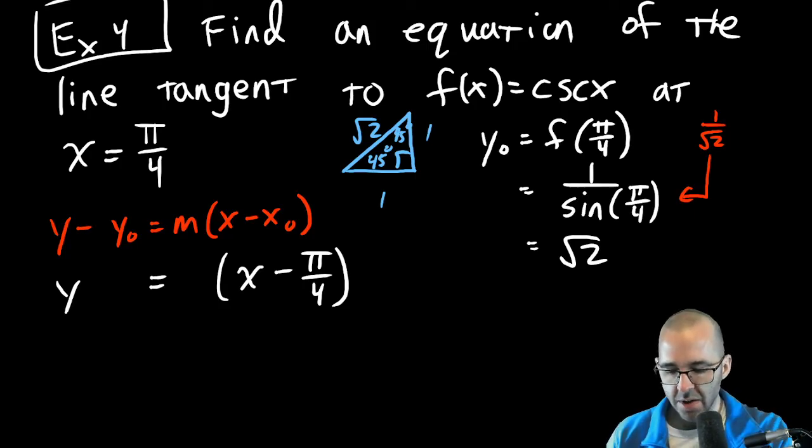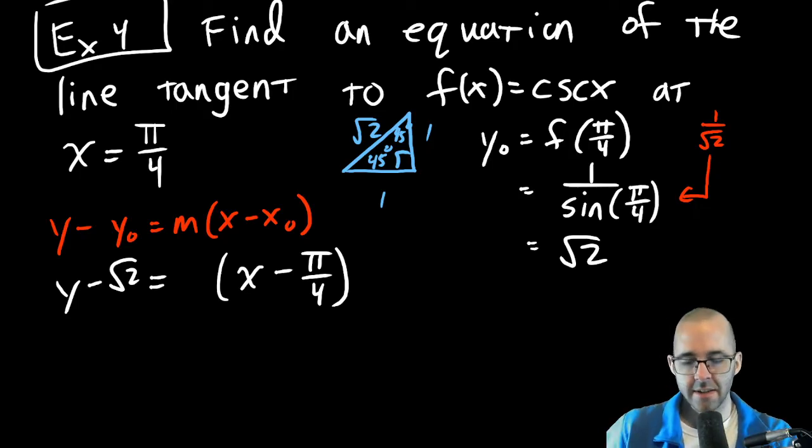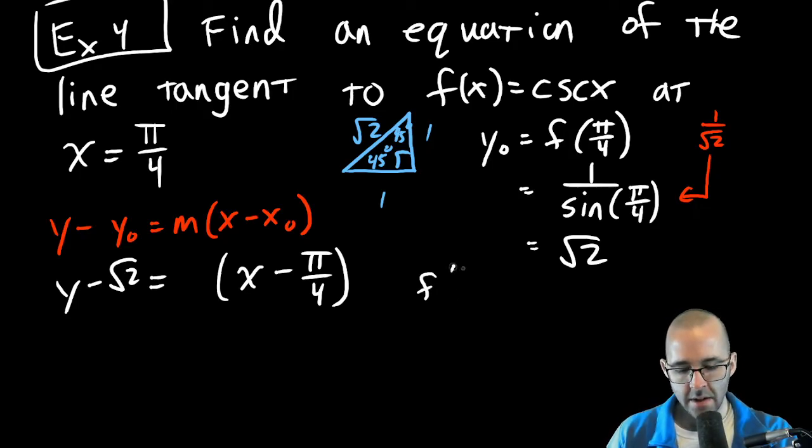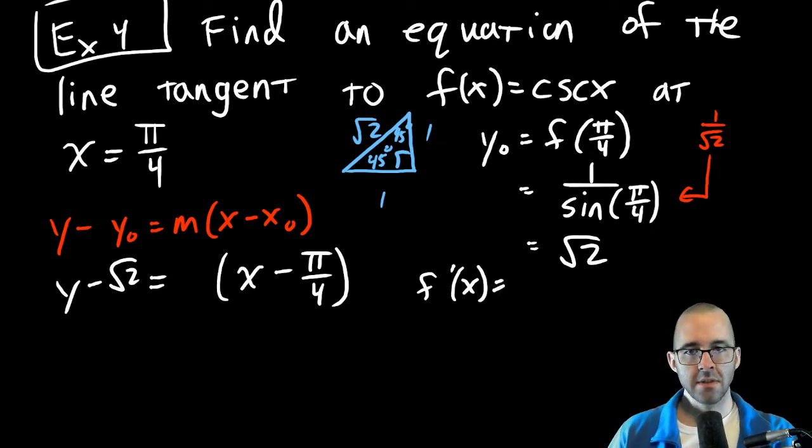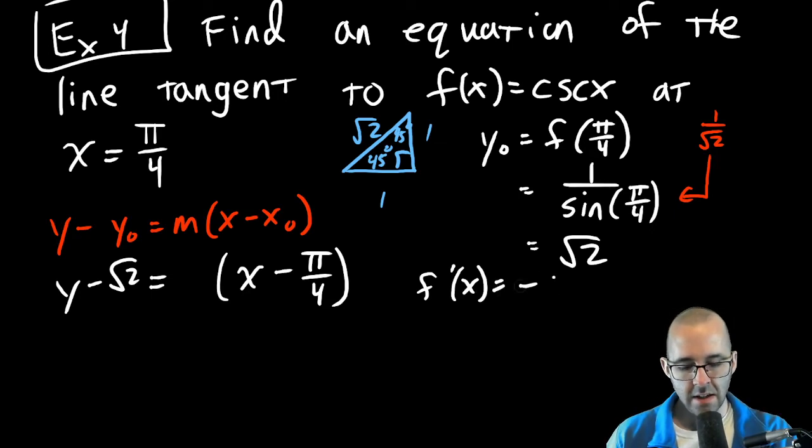All right, so fill in the blank. Y minus the square root of 2. Last but not least, we just need the slope. Slope function is the derivative function. Derivative of cosecant is negative cosecant of x times cotangent of x, purportedly.